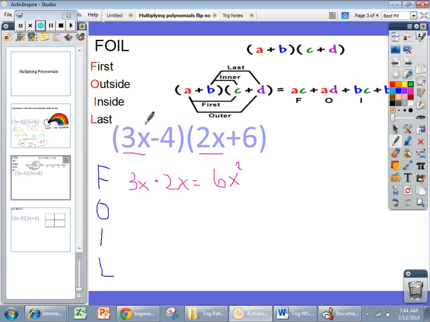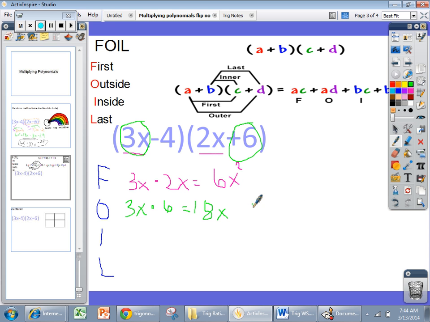So think of this as like the crust of your sandwich. We have 3x on the outside, and we have a positive 6 on the outside. So let's put that next to the O. We're going to do 3x times 6. So let's try again. 3 times 6. Okay, there we go. Alright, 18x.